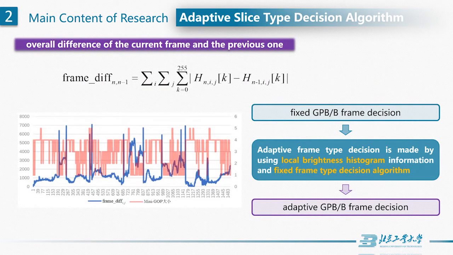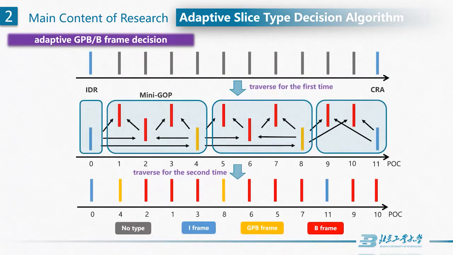Through the study of the relationship, we can use local brightness histogram information and the fixed frame type decision algorithm to make an adaptive frame type decision. First, traverse the video whose I-frames have been determined. The video is divided into several miniGOPs according to the miniGOP size. The last frame in each miniGOP is set as a GPB frame and the others are set as B frames. Secondly, the video is traversed for the second time to realize the rearrangement from display order to encoding order.